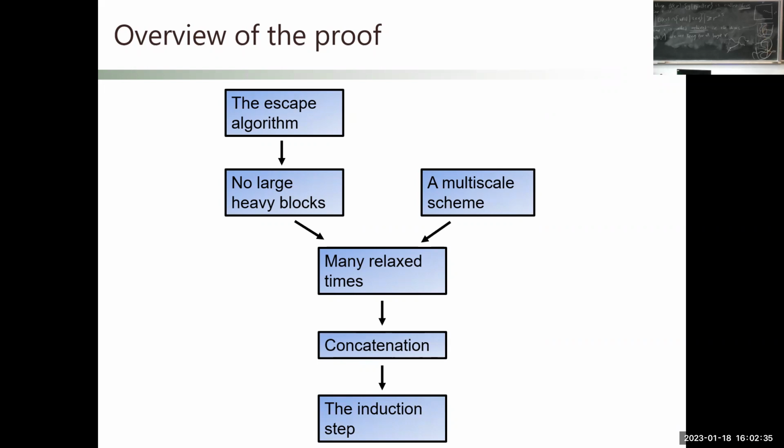And then you combine this with a certain multi-scale scheme, like I just explained, to show that you have many relaxed times. These are times from which you have a positive probability of never hitting your history. And this exactly allows you to concatenate independent shorter cyclic walks into a longer cyclic walk and prove the induction step. This is the overview of the proof.